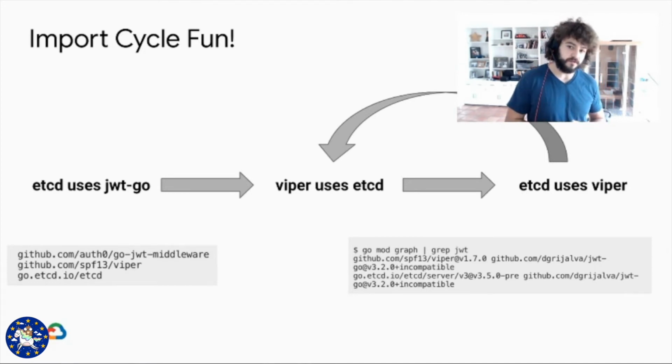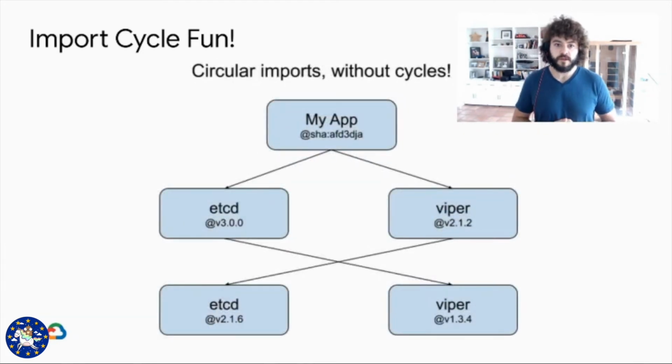Here's where the cycle comes in, though. etcd uses Viper. Viper uses etcd. etcd uses Viper. How is this possible without creating an import cycle? So I did send some PRs to etcd and Viper. Here's what it looks like, and here's how you can have circular imports without cycles. Your app imports etcd at one version. That version of etcd imports Viper at an older version. Viper imports the newer version of Viper that your app imports directly, and imports etcd at an older version.